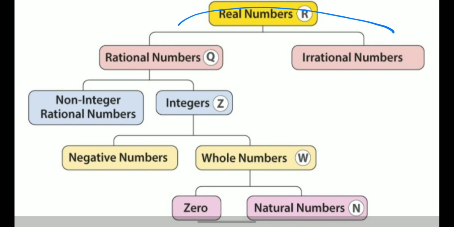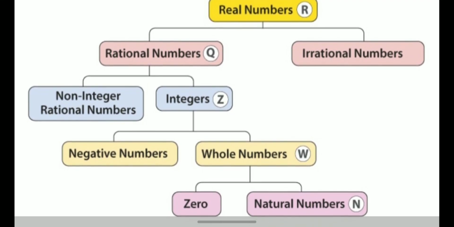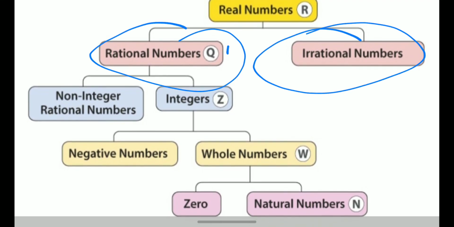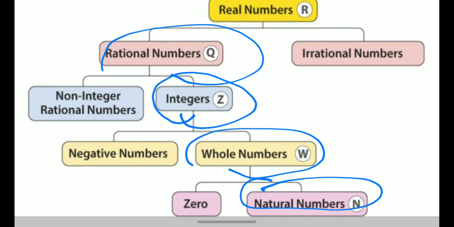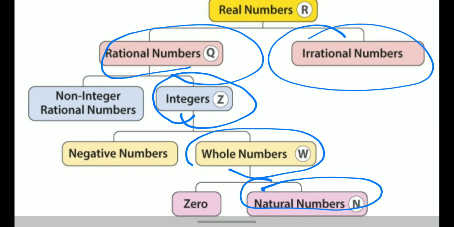And finally we came to know about real numbers. The rational numbers combined with irrational numbers are called real numbers. So finally we understood that the natural numbers are included in whole numbers, whole numbers are included in integers, and integers are included in rational numbers. So natural numbers, whole numbers and integers can all be part of rational numbers. But irrational numbers are a separate part. The rational numbers and irrational numbers combined are called real numbers.